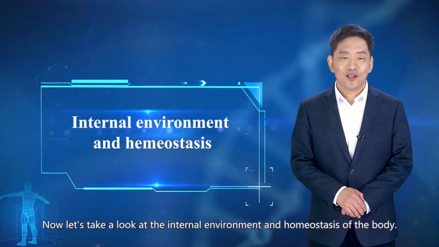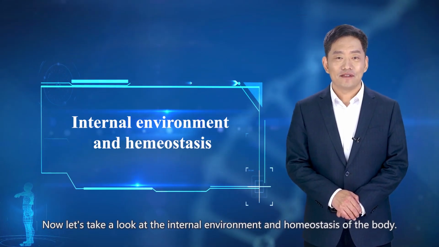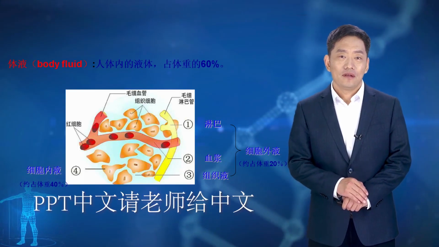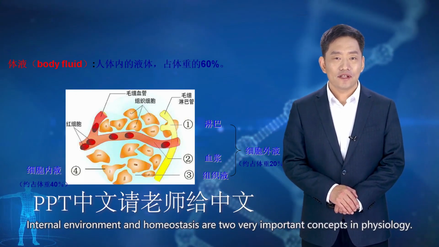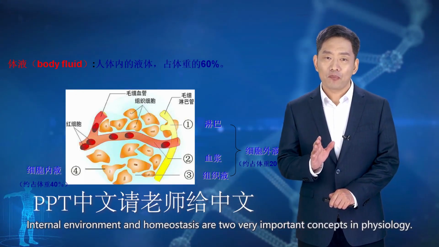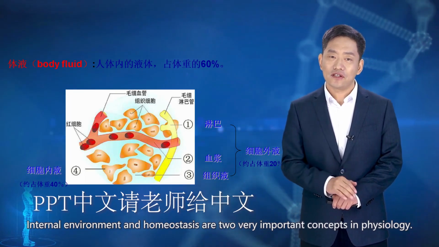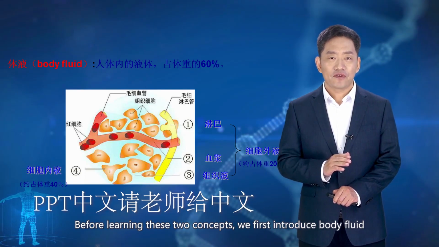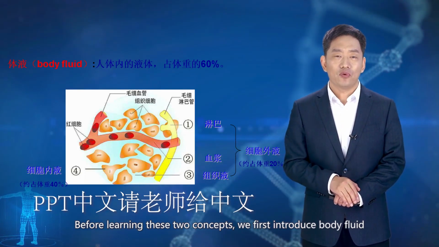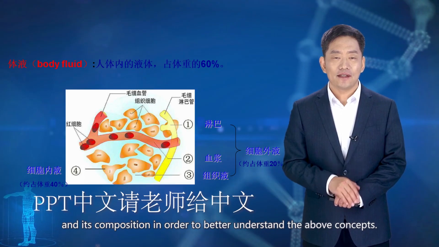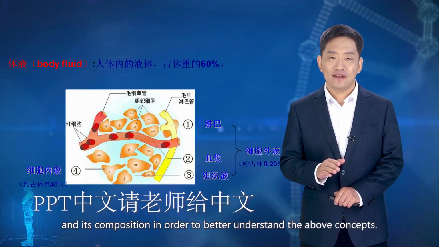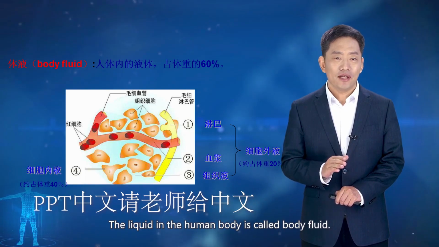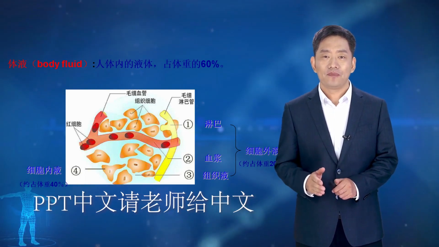Now, let's take a look at internal environment and homeostasis of the body. Internal environment and homeostasis are two very important concepts in physiology. Before learning these two concepts, we first introduce body fluid and its composition in order to better understand the above concepts. The liquid in the human body is called body fluid.